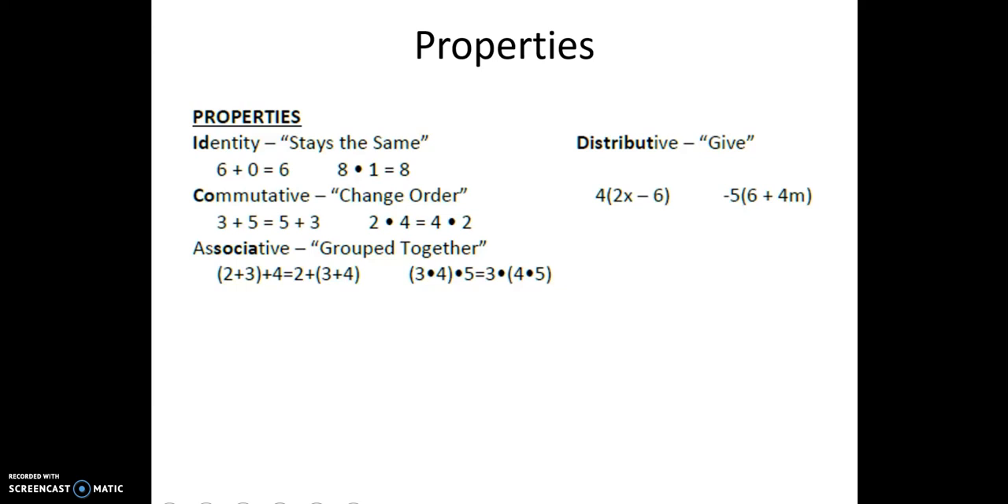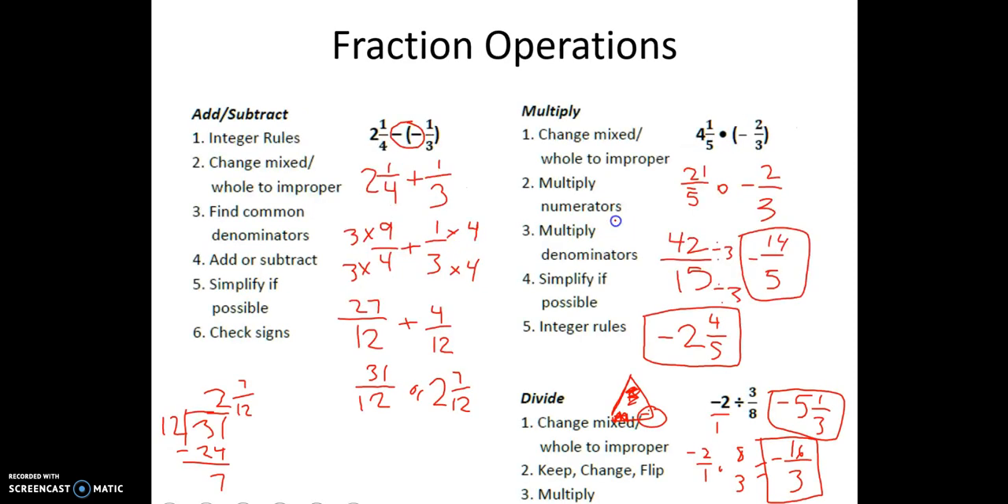Okay. And then the last property is the distributive property, which means to give or to multiply whatever's on the outside by whatever's on the inside. You have to give it to everything. So let's do a couple examples. 4 times 2. So this is what this is saying. It's saying you're doing 4 times the 2x.